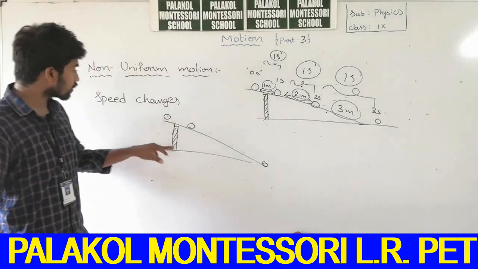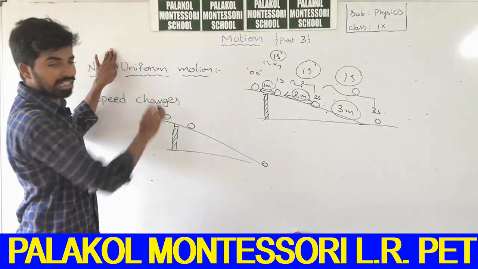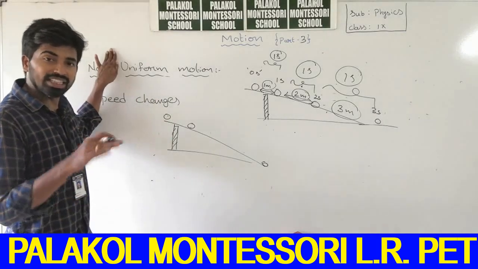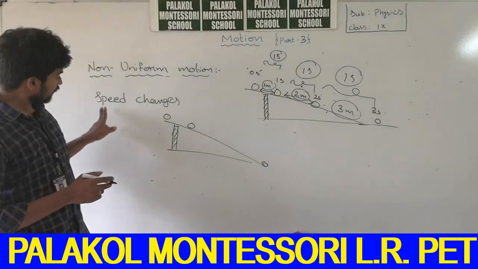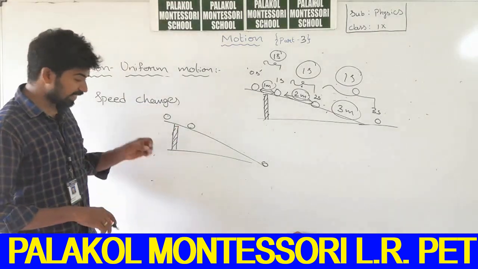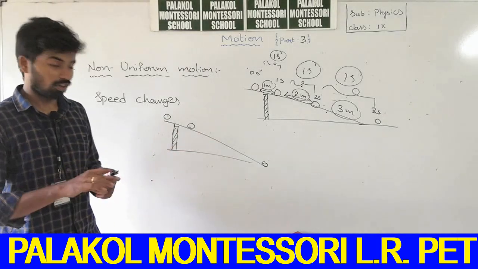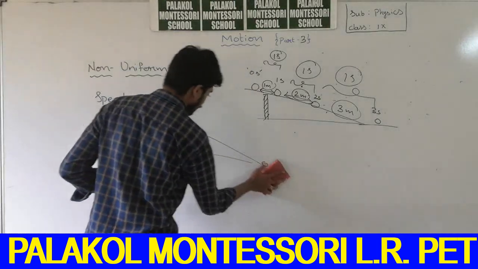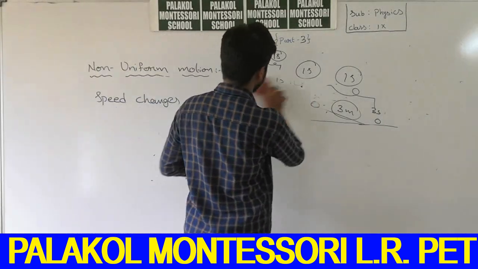We will call this motion a non-uniform motion. What do you mean by uniform motion? If the velocity is constant, then the motion is said to be uniform motion. If the speed is changing, then it is not a uniform motion. We will call such types of motion non-uniform motion. So, let us discuss another example.